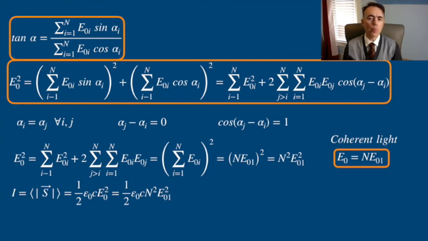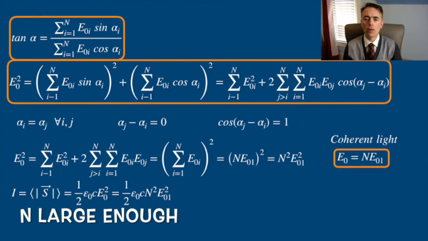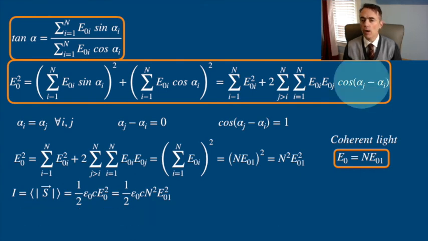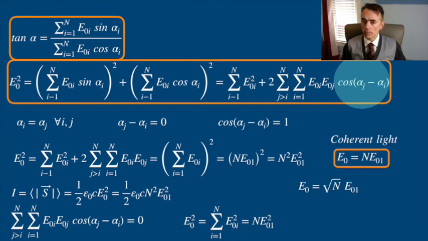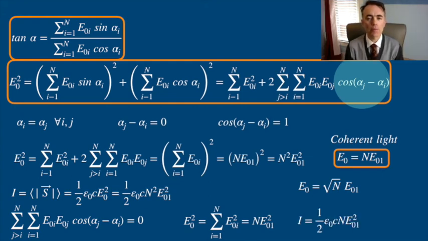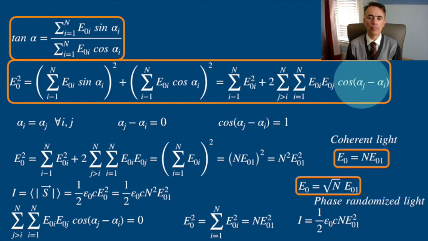In this case, if we have n large enough, the cosines of alpha j minus alpha i are going to cancel, as on average we'll have for every positive contribution the same and opposite one. Then these terms will cancel, and we get that E0 squared is going to be just n times E01 squared. So the irradiance will be n times the irradiance of a single wave.